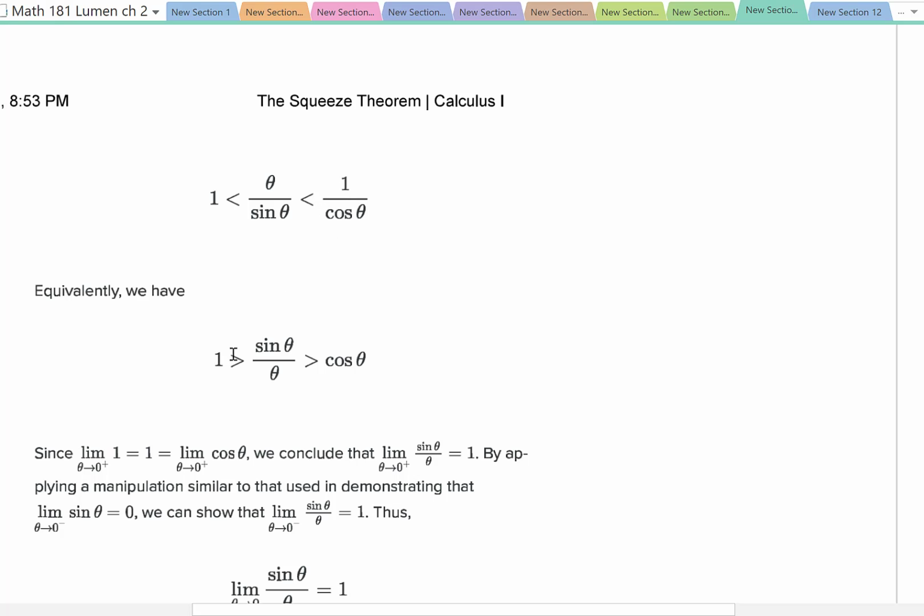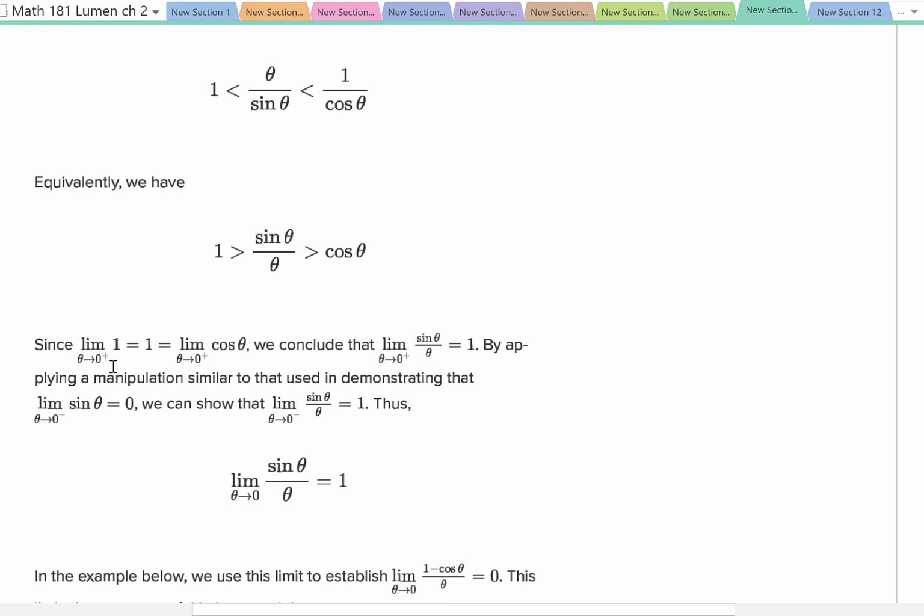And then if you flip all the sides, you have 1 is greater than sine theta over theta, which is greater than cosine theta. So if we take the limit of each of these outside parts, the limit of 1 as theta approaches 0 from the right side is 1, and the limit of cosine theta as theta approaches 0 from the right side is 1. Therefore, the limit of sine theta over theta as theta approaches 0 from the right side is 1.